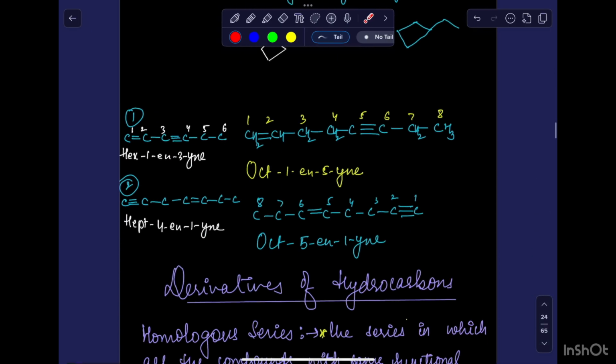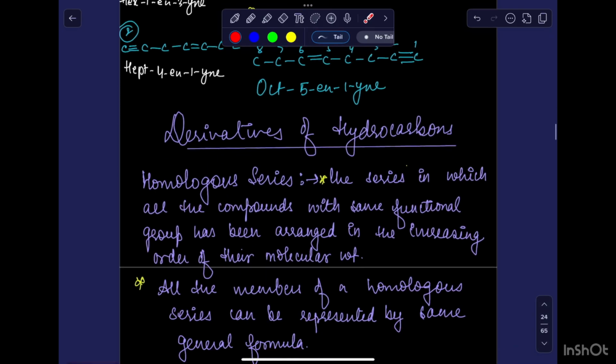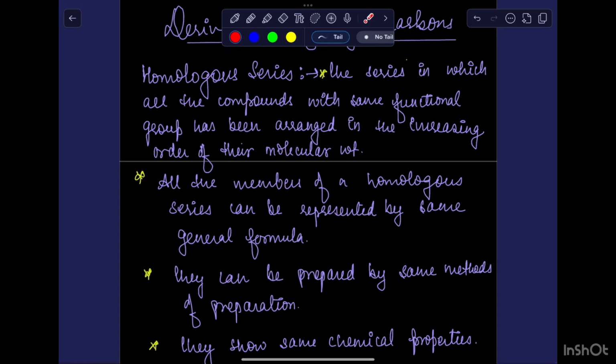Let's see the double and triple bond cases. Again, the lowest set of locants is to be followed. The double bond here is coming at number 1. When it is between 1 and 2, considering the lowest set of locants, we'll write only 1. The triple bond is at 5 and 6, so we'll write 5. So oct-1-ene is for a double bond and yne is for a triple bond. Next one is oct-5-en-1-yne. Double and triple bonds do not have any priority. Their priority is decided by the lowest set of locants followed by alphabetical order.